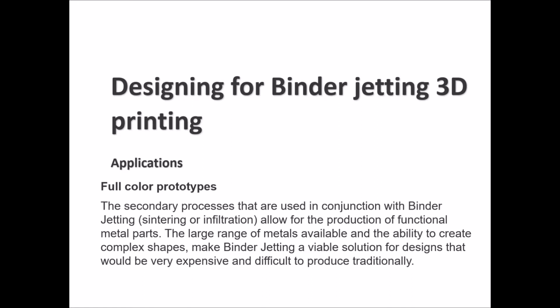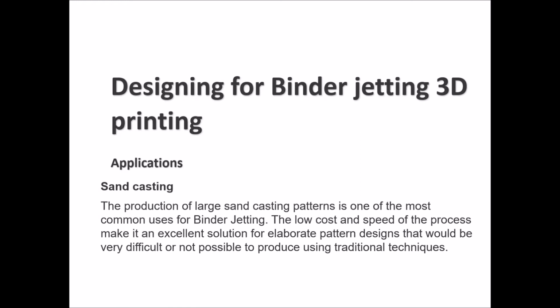Applications for binder jetting: you can do a full color prototype. The secondary processes used in parallel with binder jetting can allow for production of functional metal parts. There is a large range of metal available, and the ability to create complex shapes is possible. In this way, binder jetting can be a good solution for designs that would be expensive and difficult to produce in the traditional ways. So if you can't produce it in the market or it's too expensive to be done, then this is the way to go.